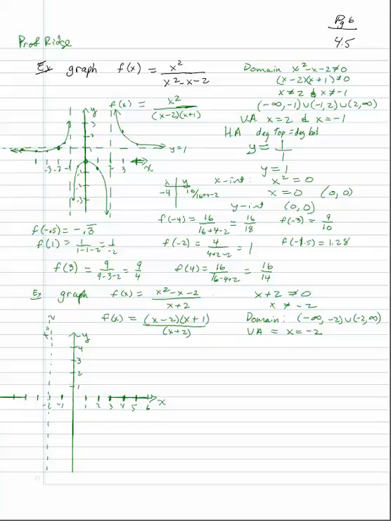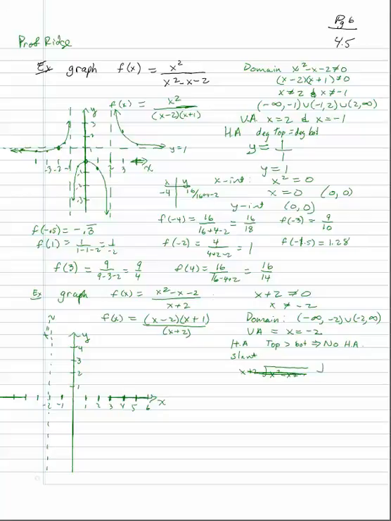Horizontal asymptote: the degree at the top is bigger than the bottom, so none. No horizontal asymptote. The top is 1 more than the bottom, so there's a slant asymptote. So we're going to do the long division. Actually, we can do synthetic division with this one. Well, I already wrote it, so no big deal.